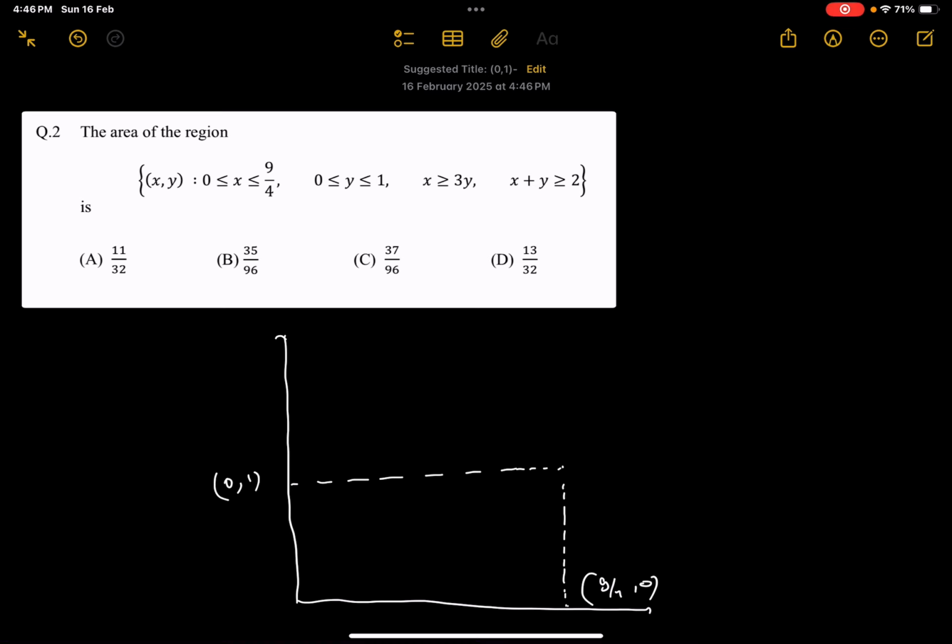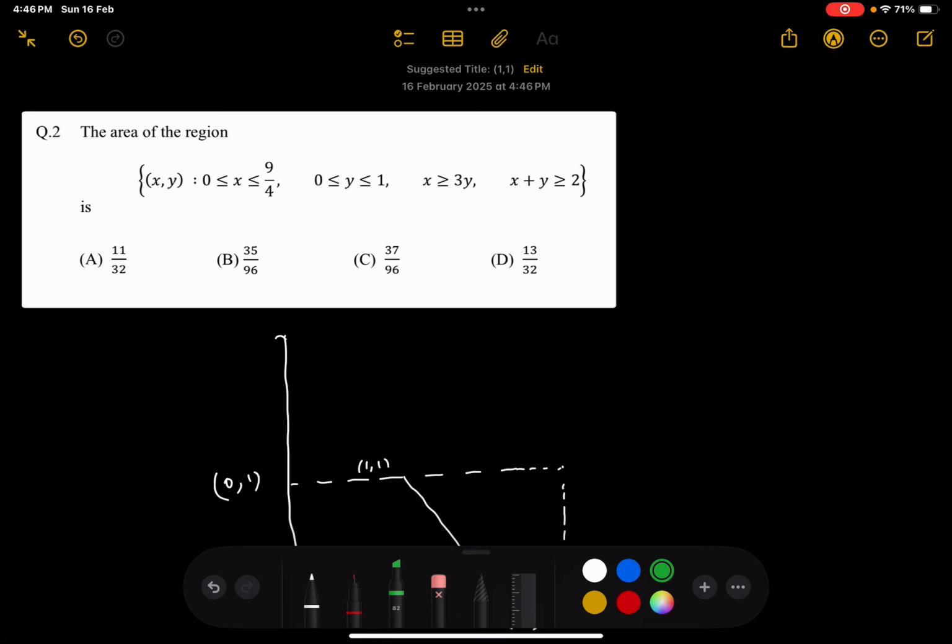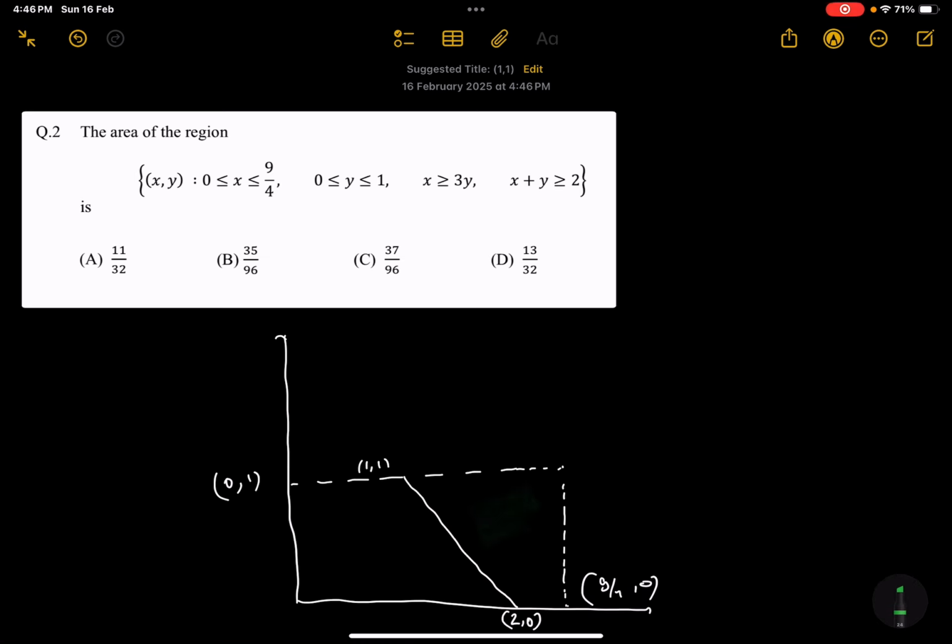Then the line x plus y greater than or equal to 2. x plus y equals 2 is this, this point being 1 comma 1. This is 2 comma 0. And x plus y greater than or equal to 2 is this region.